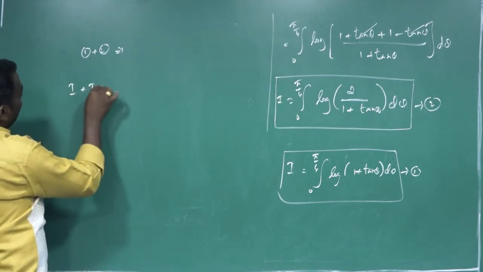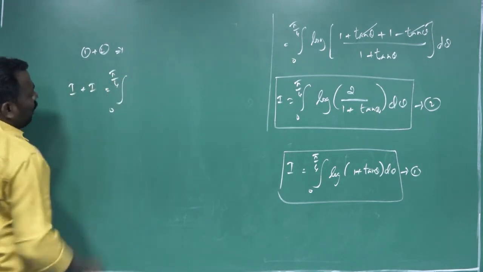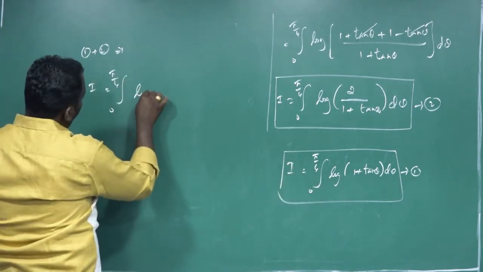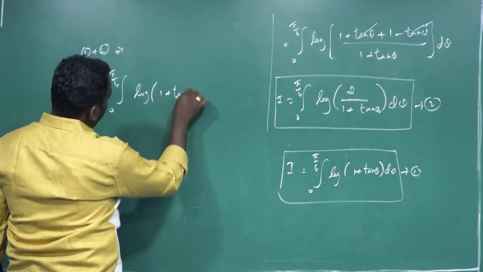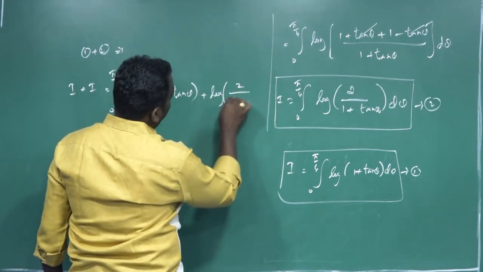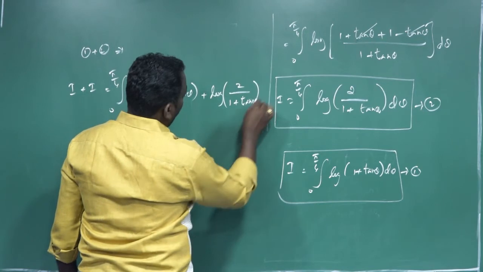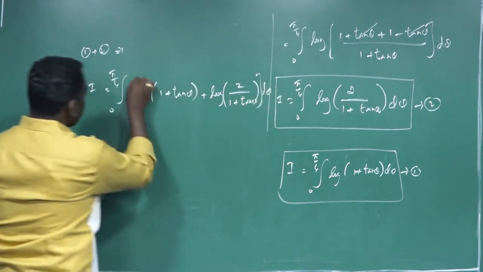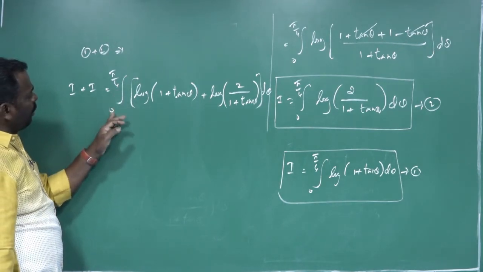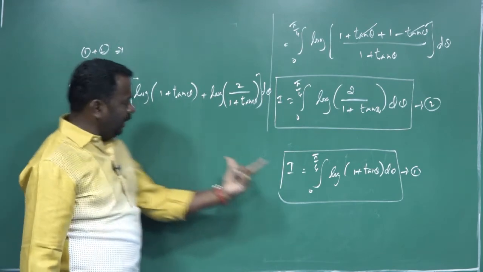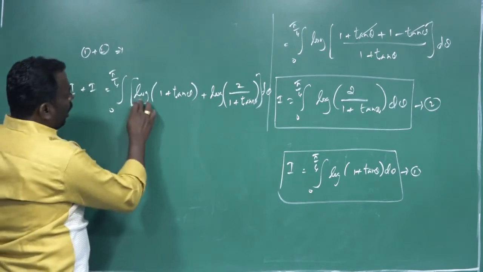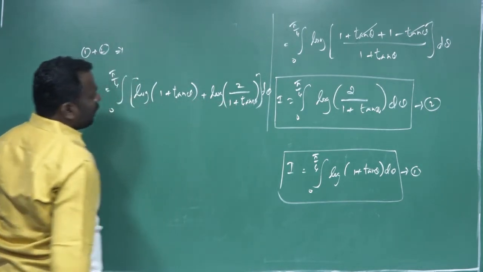Therefore I plus I is equal to integral 0 to pi by 4, and both equations have the same integral. Adding the first equation, log of (1 plus tan theta), plus the second, log of (2 by 1 plus tan theta), into d theta. Just adding the first equation and second equation, same integral 0 to pi by 4, the first term plus the second term, into d theta. Now log m plus log n, just combine, is log of m into n.